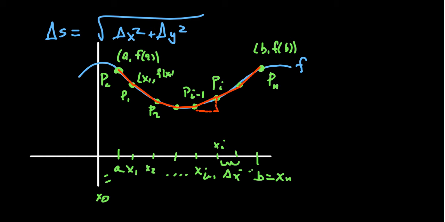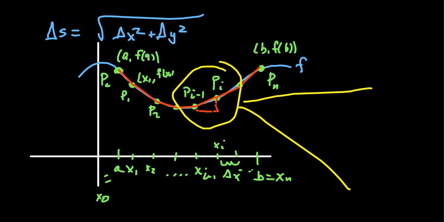And so we're going to take this picture right here and we're going to zoom in, right? So if we expand this picture a little bit, we're going to get something that looks like the following. We have this right triangle, like so, with the points right here. Here is our pi minus 1. We have this point right here, pi. The function is doing something a little bit different than the line, right? It might be doing something like this.